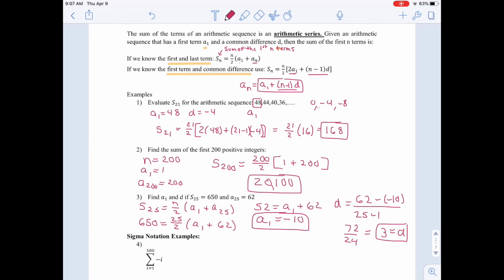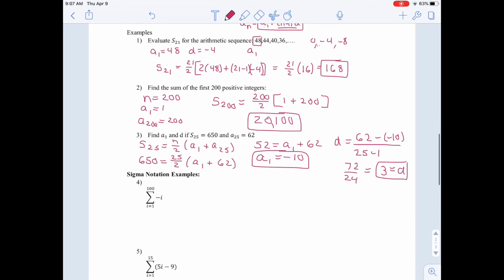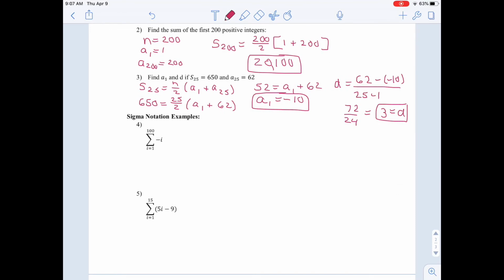So as you work these problems, don't forget about some of the earlier things that we did learn about how these formulas work together. Okay, 2 more problems here.